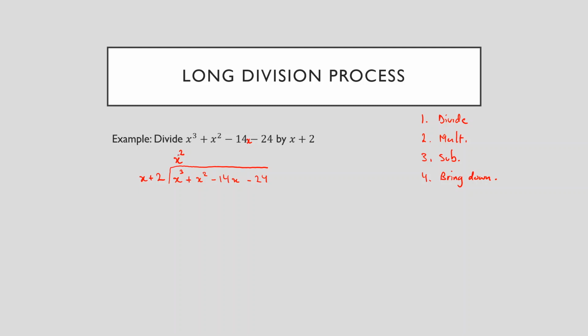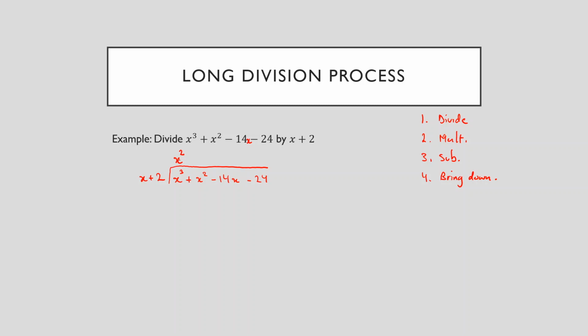Write your answer on top, keeping things in line. Second step, multiply. What do we multiply? Well, you take the answer you just wrote down, x squared, and now you multiply that term by the entire divisor. So we're going to do x squared times x plus 2. And we're going to write the answer to this underneath the terms in our dividend. And we're going to line up terms that have the same powers.